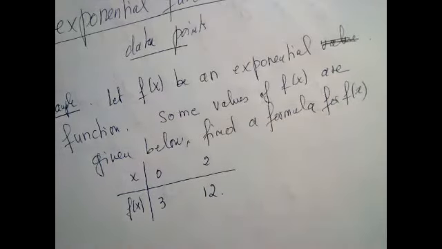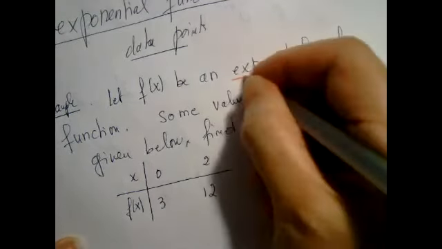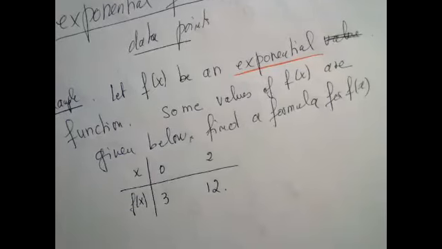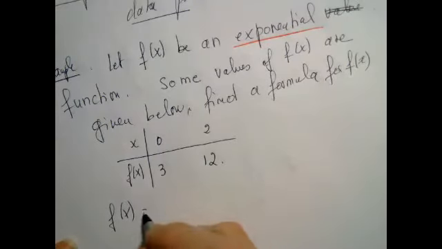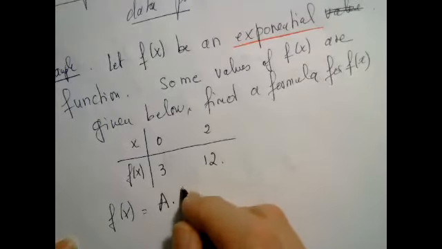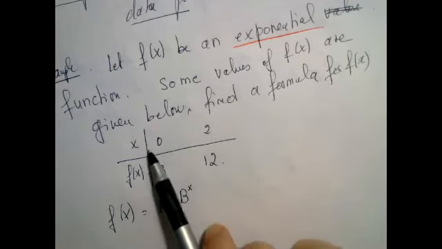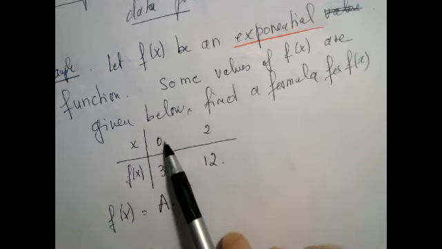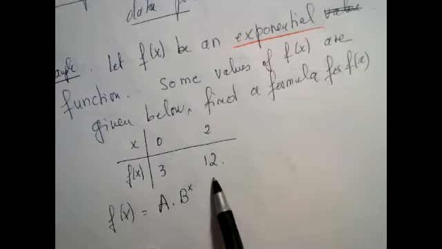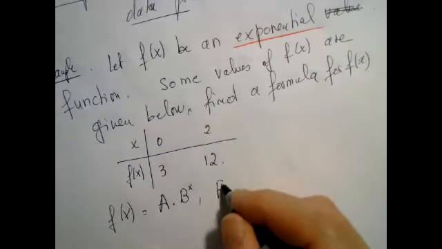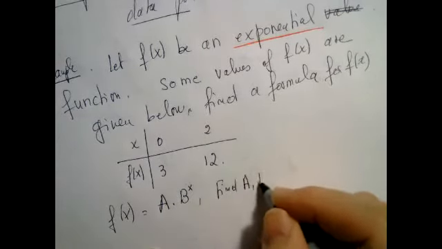All right, so what am I talking about? I'm telling you, f is an exponential function. Exponential means immediately for you that the form is a times b to the x. So exponential is not linear, it's not mx plus b, that's the form, a times b to the x. In this table, I'm giving you 2 values for f. I'm telling you what's f at 0, what's f at 2. And I'm asking you to find a formula. It means you need to find the a and the b.